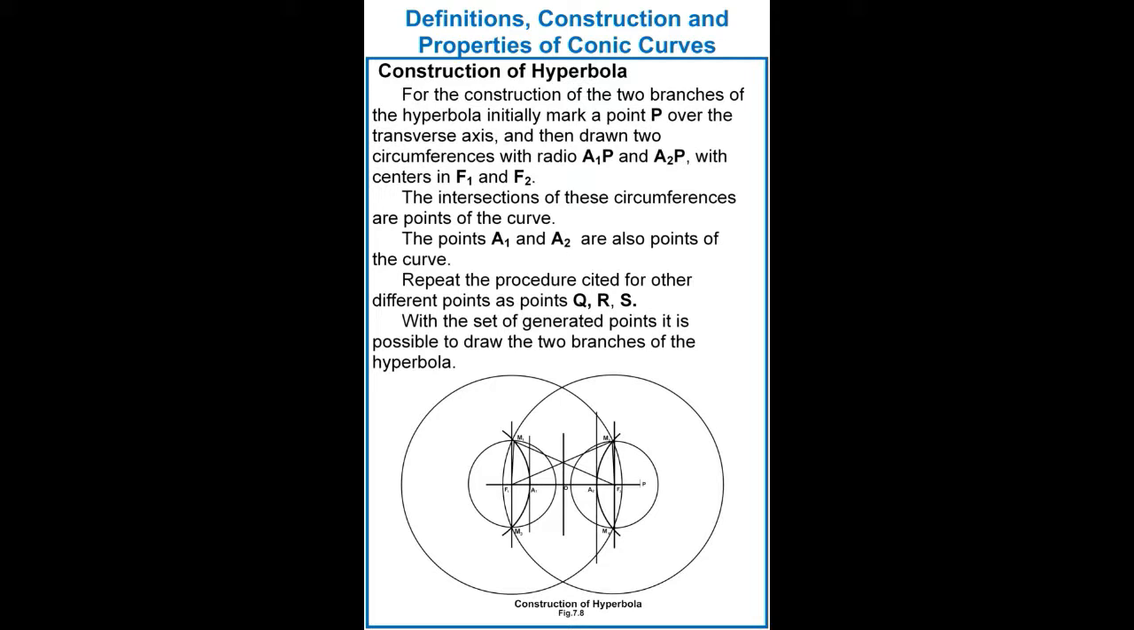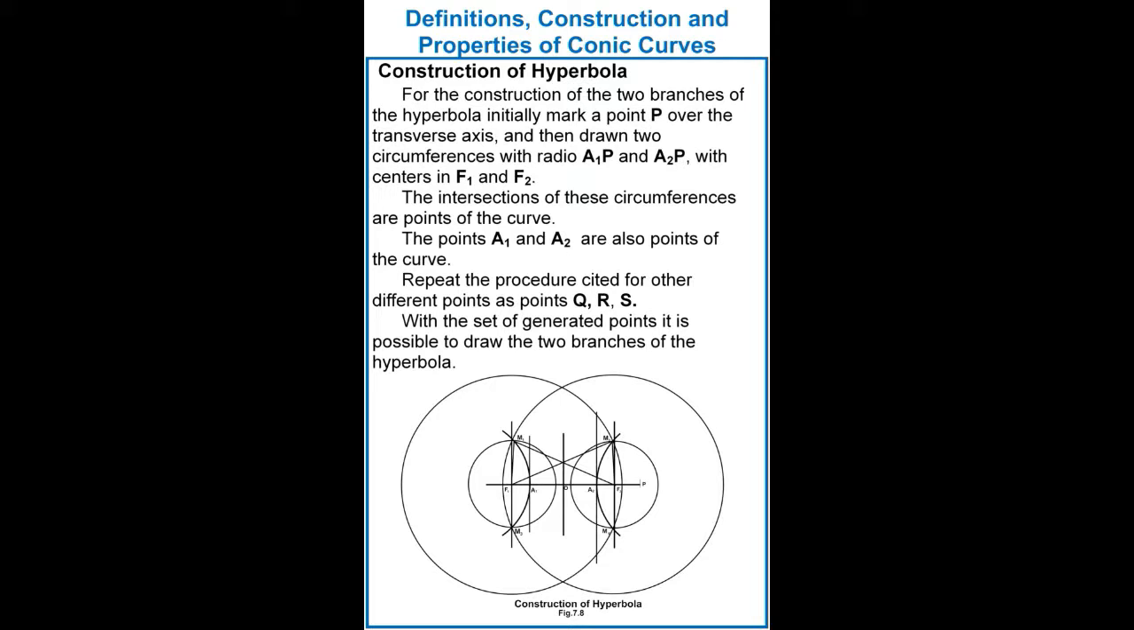With center at the point F2, a circumference is drawn with radius A2P. With the same radius, centered at the point F1, another circumference is drawn. Next, two circumferences are drawn with radius A1P and centers F1 and F2.